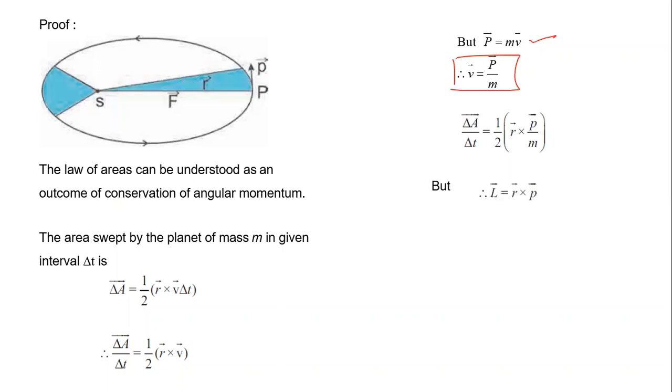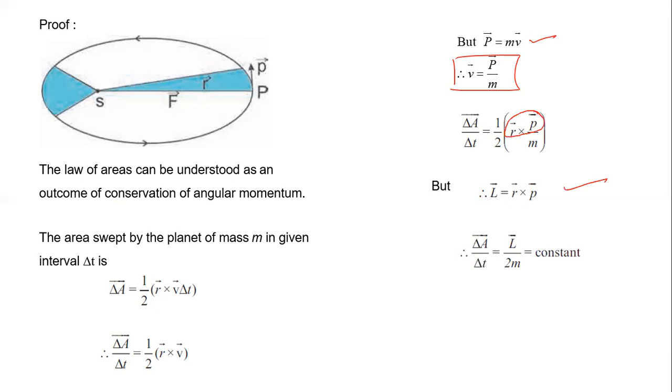But here, angular momentum we get by this formula. This formula we already discussed in the mathematical method also. Angular momentum is r bar cross p bar. Now here we can write r bar cross p bar is equal to this angular momentum L bar. Hence we get delta A by delta t is equal to L bar upon 2m. So L is the angular momentum.